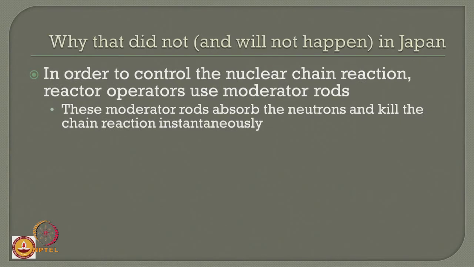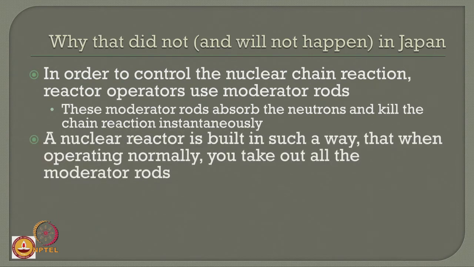Now, in order to control the nuclear chain reaction, which we just saw in the previous slide, reactor operators use moderator rods. Then what is a moderator rod? The moderator rod actually absorbs the neutrons and kills the chain reaction instantaneously. So, if you use a moderator rod, this will intercept the chain reaction, it will stop the chain reaction instantaneously.